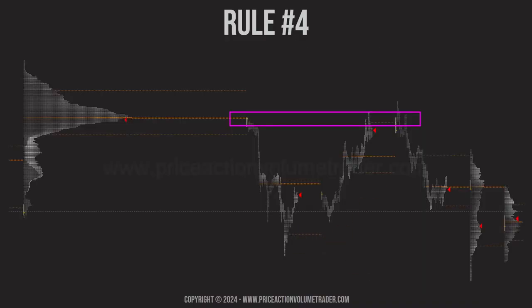So another example, we have this big composite, and you can see we have this big balance area right here. We have our point of control.